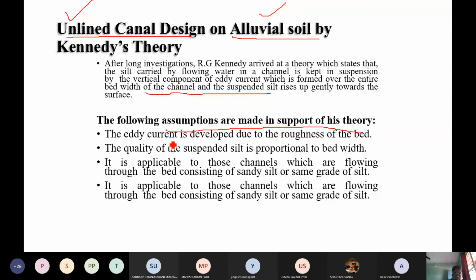The first assumption: Kennedy assumed that eddy current is developed due to the roughness of the bed, as per his investigation. The second assumption is that the quantity of suspended silt is proportional to the bed width. The third assumption is that it is applicable to those channels which are flowing through a bed consisting of sandy silt, or the same grade of silt. The next assumption is that it is applicable to those channels flowing through a bed consisting of sand silt only, or the same grade of silt.